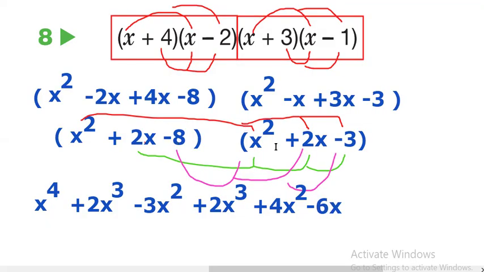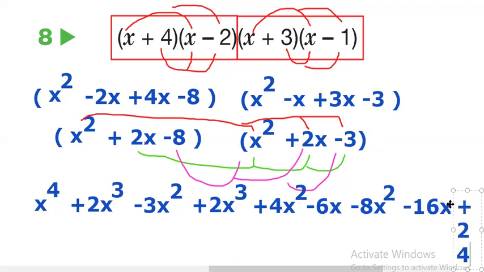Now the last element with the 3 elements, so negative 8 times X squared is going to be negative 8X squared. And then negative 8 times positive 2x is going to be negative 16x, because negative 8 times 2 is negative 16. And negative 8 times negative 3 is going to be positive 24, like this.